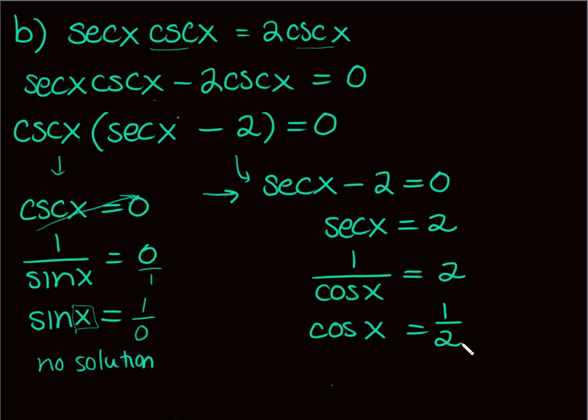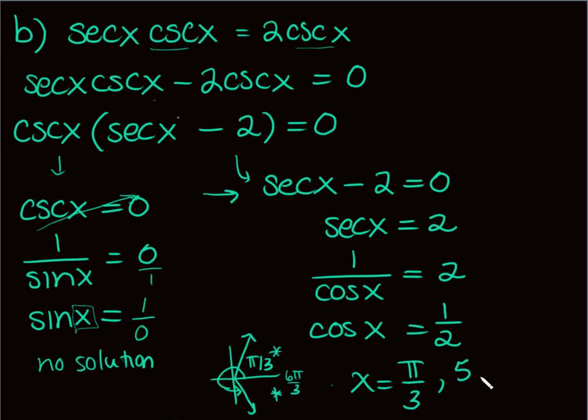And now we have something that we've already dealt with, right? We know that cosine is positive in quadrants 1 and 4, right? What reference angle am I going to have? 60 degrees, which is pi over 3. So pi over 3 is going to be my first solution. And then I need an angle in the fourth quadrant whose reference angle is pi over 3. Well, 2 pi is 6 pi over 3, so I'm 1 pi over 3 away from 2 pi. So my two solutions between 0 and 2 pi are pi over 3 and 5 pi over 3.